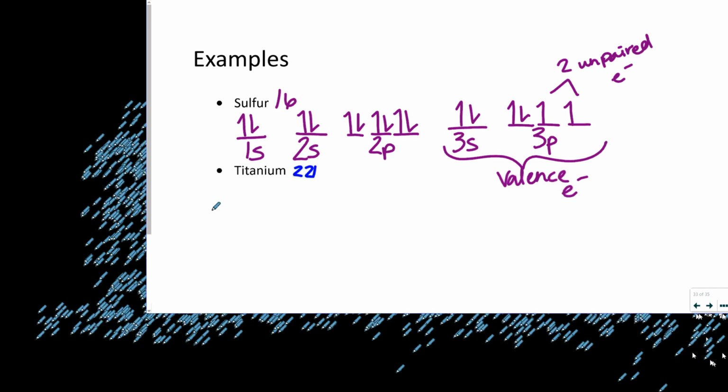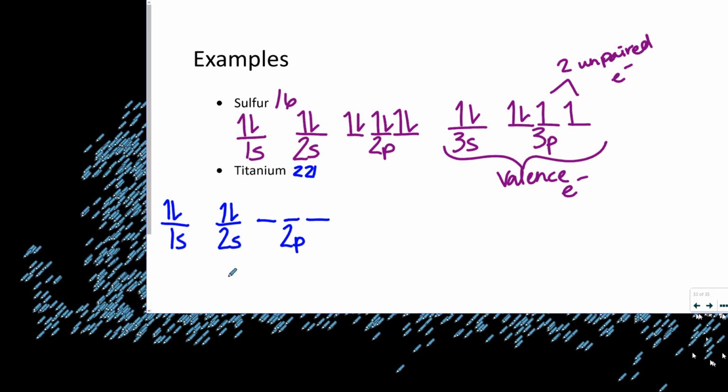So our first level that we fill always is 1s. We said that has 1 orbital. We can go ahead and fill that with 2 electrons. So now we have 20 left. After 1s, it goes through 2s, which has 1 orbital and can hold 2 electrons. So that's 18 electrons left. After 2s comes 2p. Remember, p we said has 3 orbitals and can hold a total of 6 electrons. So now we have 12 electrons left.